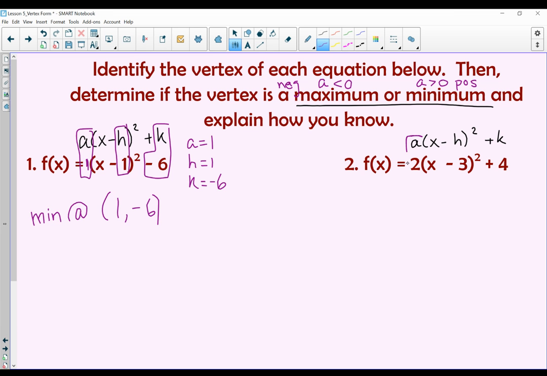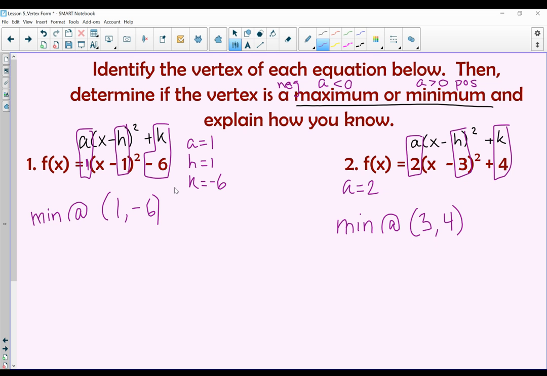And over here on the right for number 2, I'm going to do the same thing. I get A equals 2. So automatically I know I have a minimum because 2 is a positive number. H is 3, so that's my x coordinate for the vertex. And K is positive 4, and that is my y coordinate for the vertex.